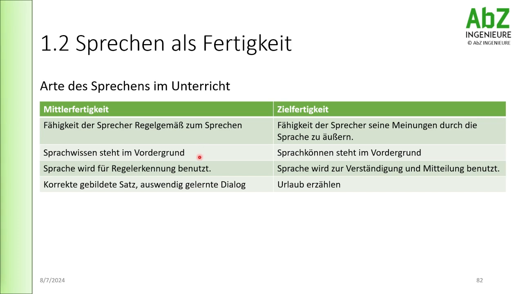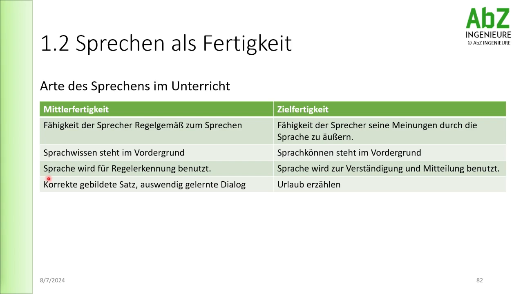In the mittlere Fertigkeit, the knowledge of the language is very important. You must know the grammar rules, where to use the articles, how to set up a sentence, etc. Whereas in the Zielfertigkeit, you must be able to speak in the language. You can have errors, no problem, but as long as you are able to communicate your opinion, you're good. That is the key focus.